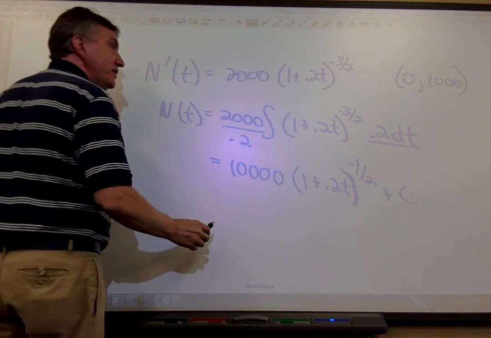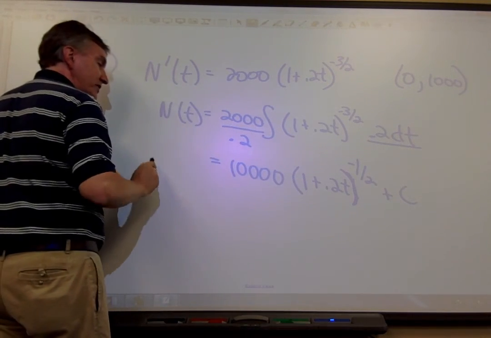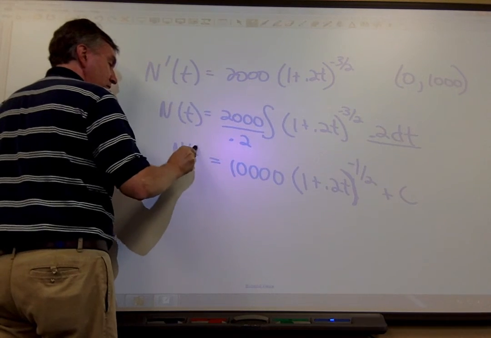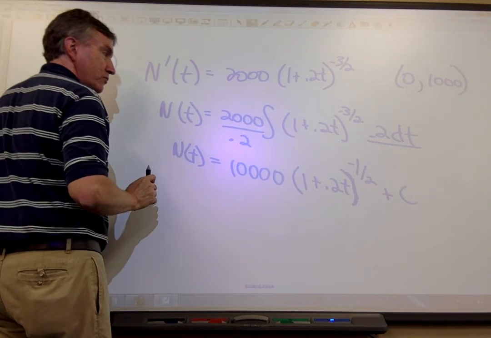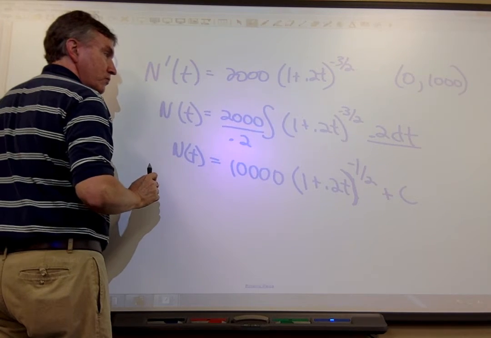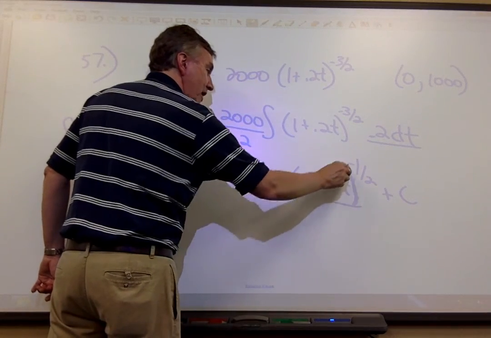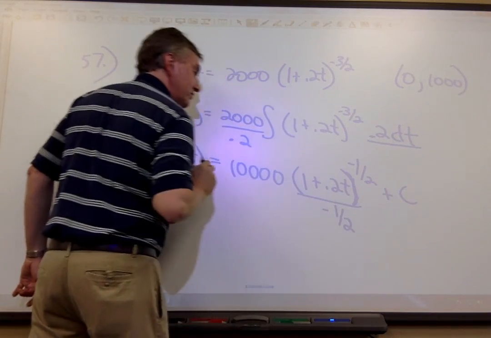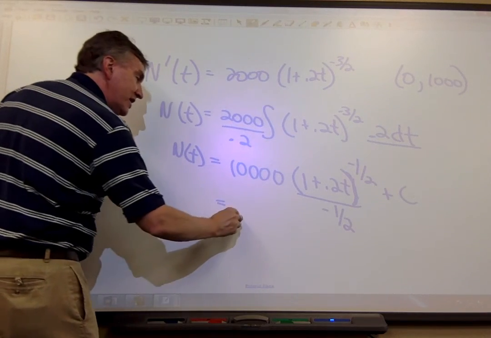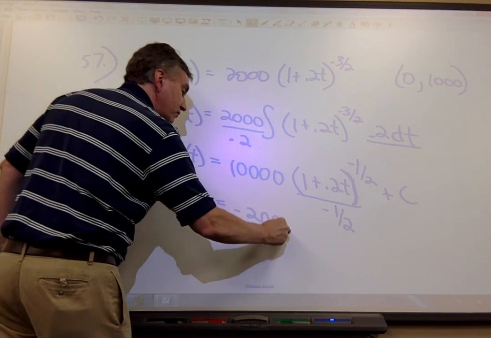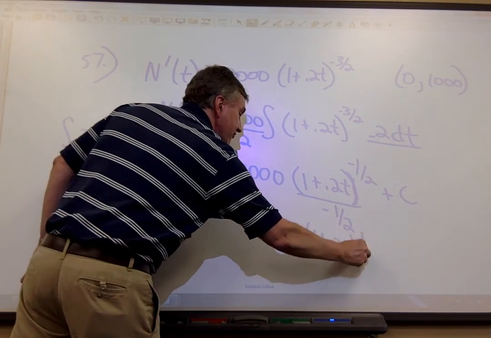What about if I put in, if t is 0, n of t is 1,000? But you don't divide by negative 1/2 for the 1 plus 0.2t? Oh, yeah. Thank you. I would divide by the new exponent. Thank you. Yes. So that's going to be actually negative 20,000 times 1 plus 0.2t to the negative 1/2 plus c.